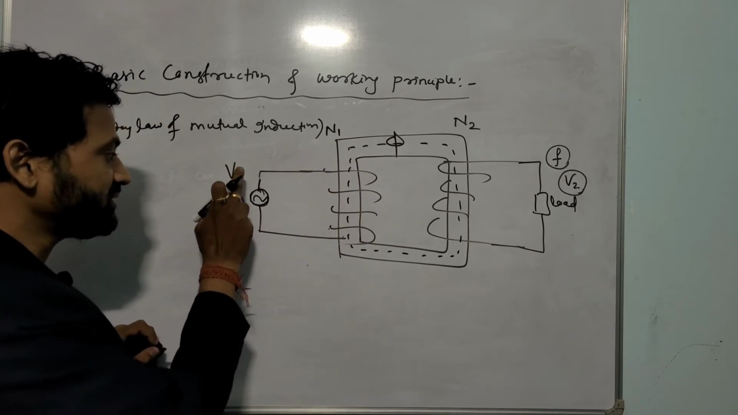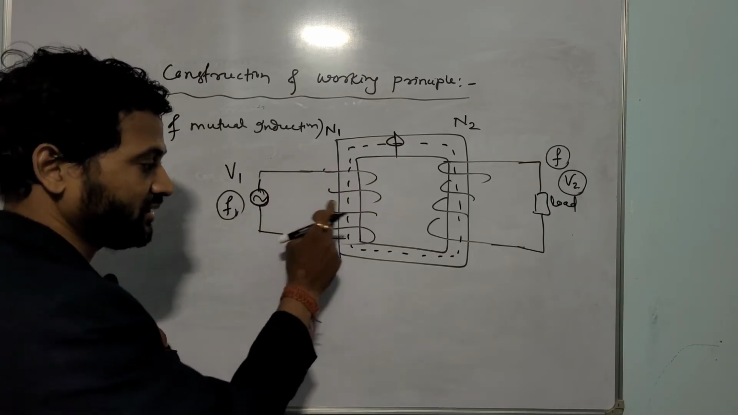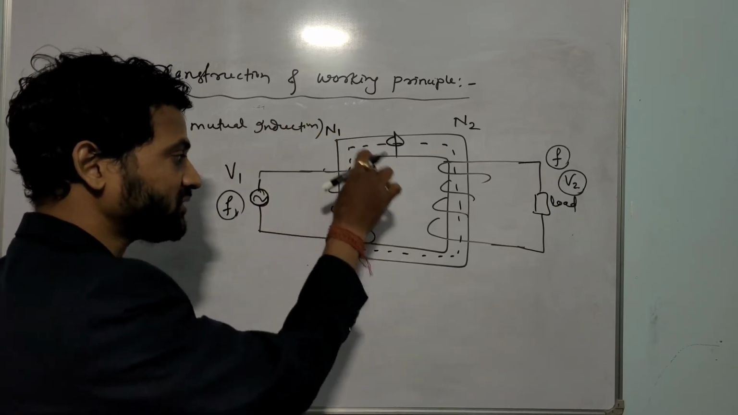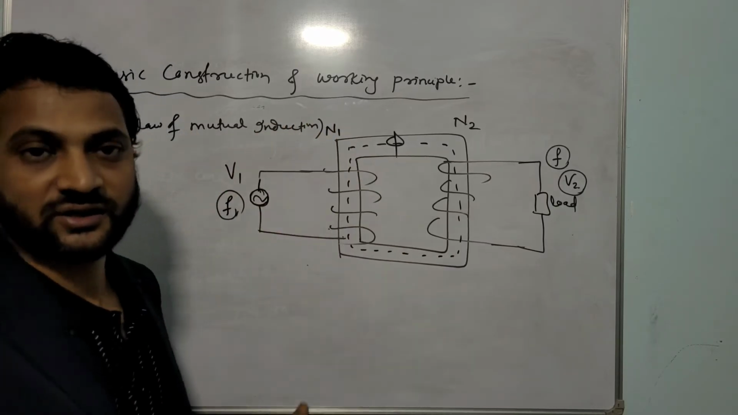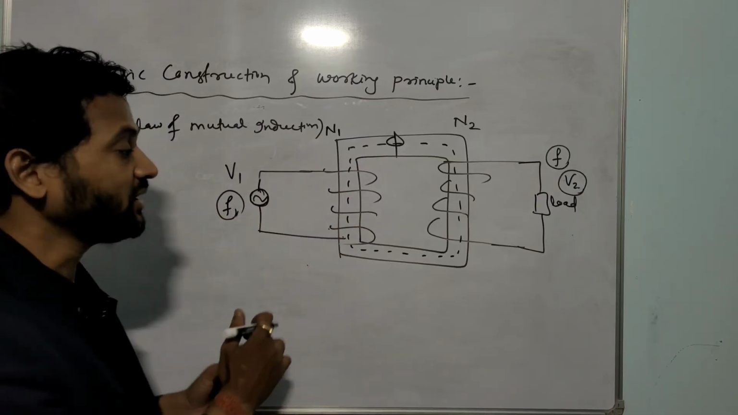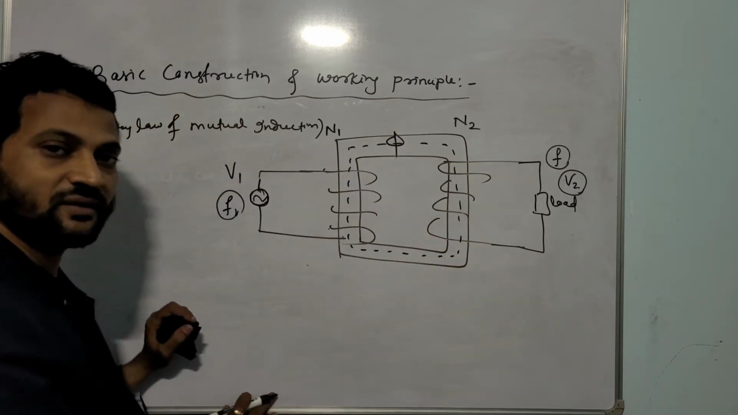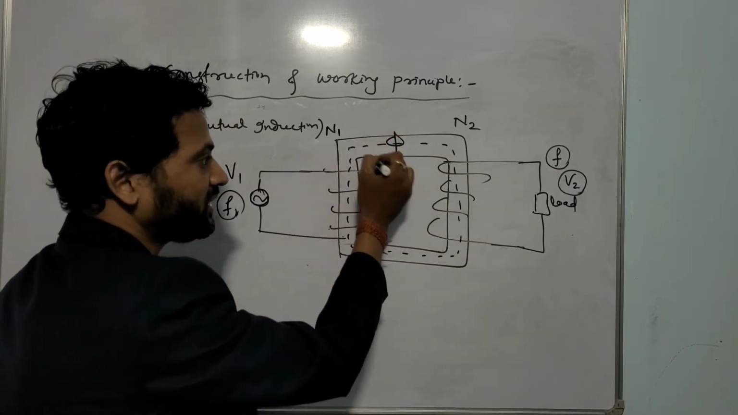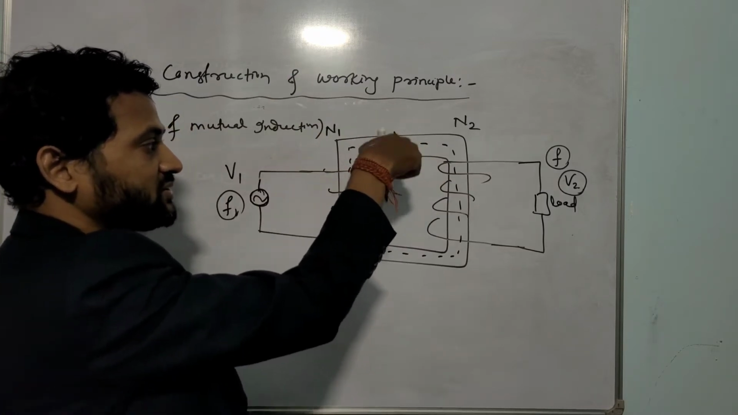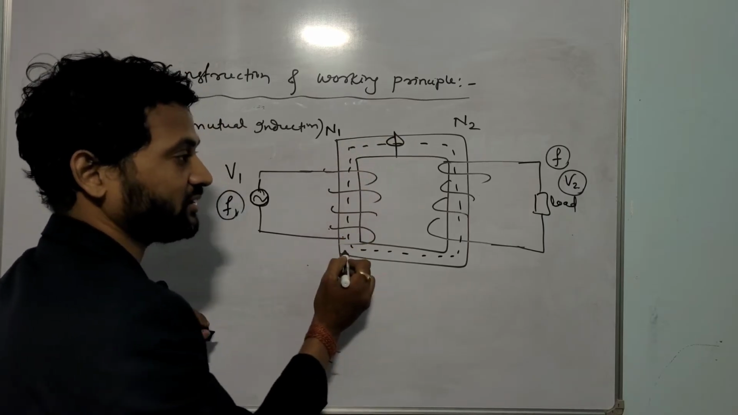But now the point is, here the supply is AC. Since AC current is flowing through a winding, a magnetic flux will be developed, and the nature of that magnetic flux is also alternating. That means alternating current is given, so alternating magnetic flux will be developed. That magnetic flux will circulate in this core. Clear? And what is the nature of that magnetic flux? It is alternating, meaning magnitude and direction keep changing. So there is a change in magnetic flux linked with the primary coil.